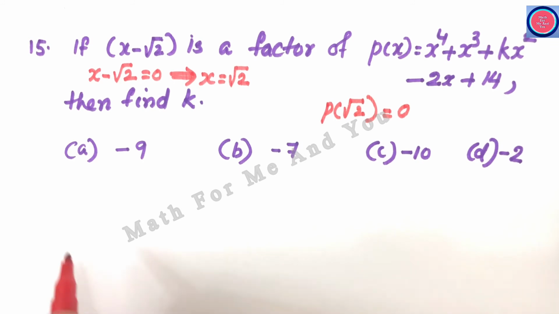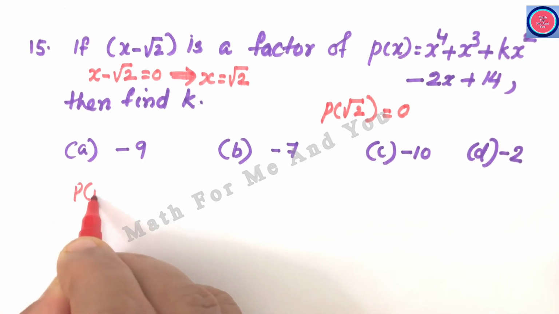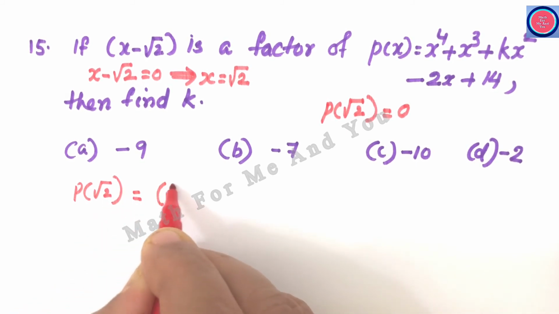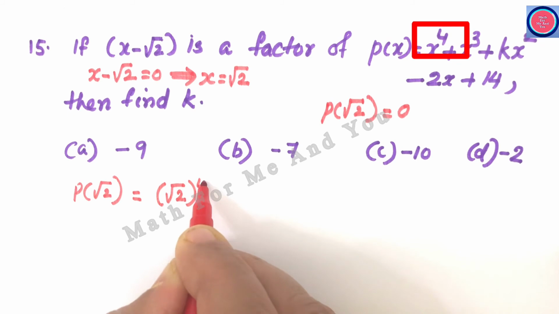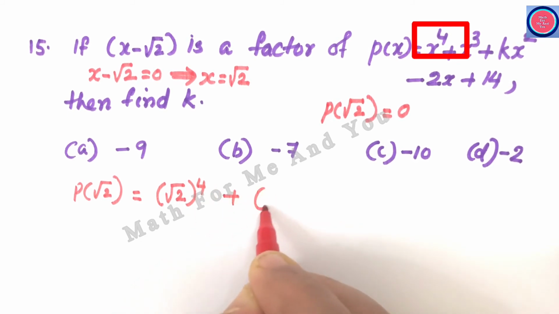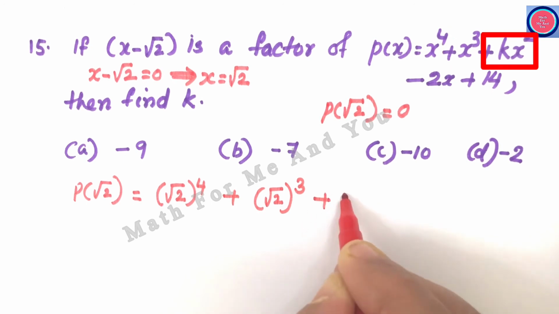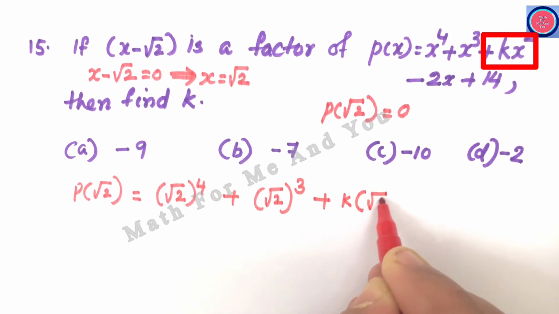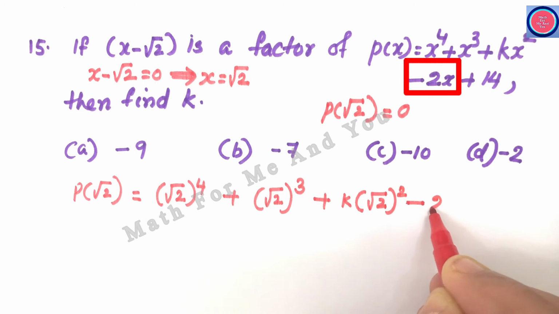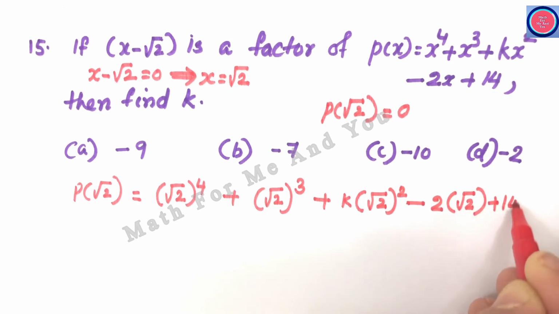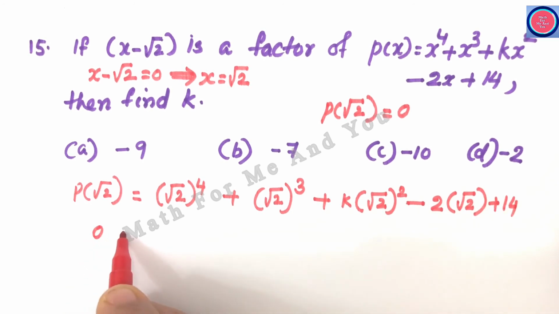p of x equals the given polynomial. Replace x with root 2 and equate to 0. So we are going to write p of root 2 as (root 2) power 4. See, I am writing root 2 in brackets. Plus (root 2) power 3 plus k times (root 2) square minus 2 times root 2 plus 14. Since root 2 is a zero of the polynomial, p of root 2 equals 0. So we can replace p of root 2 with the 0.